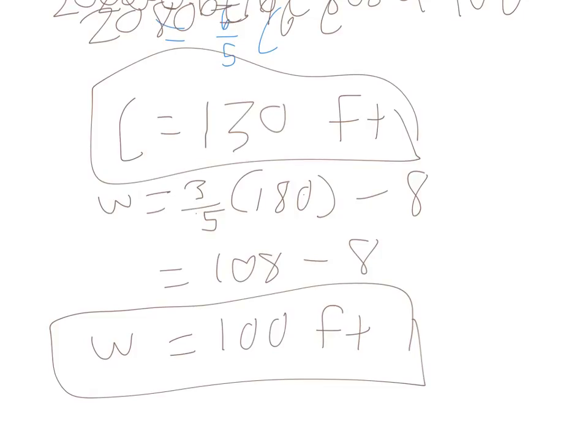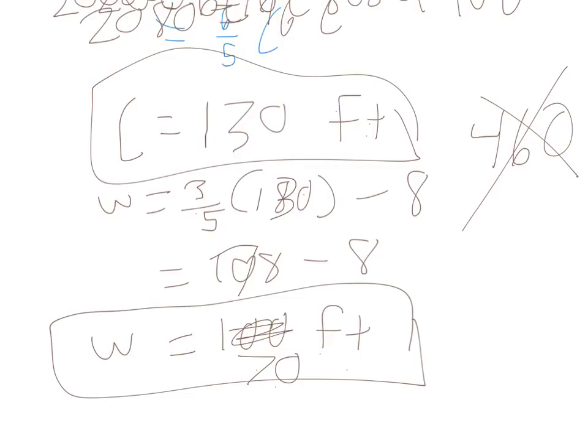Wait a minute, Mr. Cap's messed up. Because, remember, the perimeter is supposed to be 400, and if we do 2 times the length plus 2 times the width, that would give us a perimeter of 460, which we know is wrong, so we messed up on one of these. Now 3/5 times 180 would be... Oh wait, I wrote down the wrong number. That's supposed to be 130. I don't know why I did that. So that should be 78 minus 8, which means the width is 70 feet. And that works. Because 2 times 130 is 260, 2 times 70 is 140, and 260 plus 140 is 400.